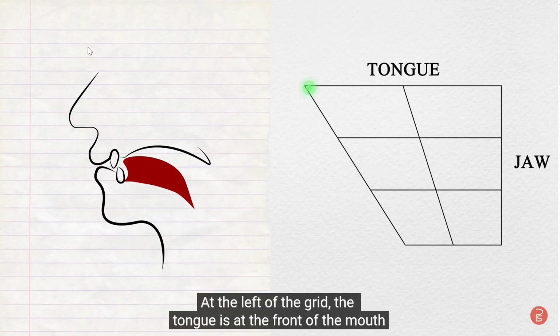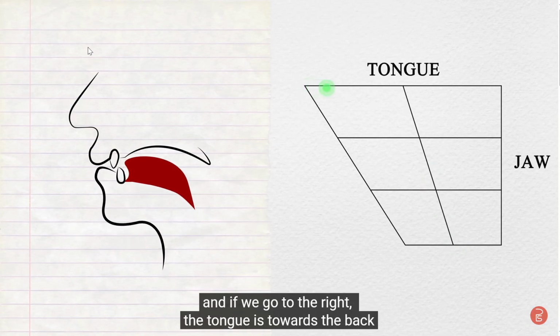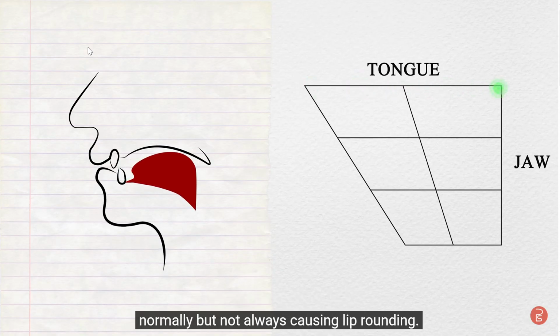At the left of the grid, the tongue is at the front of the mouth, and if we go to the right, the tongue is towards the back, normally, but not always, causing lip rounding.